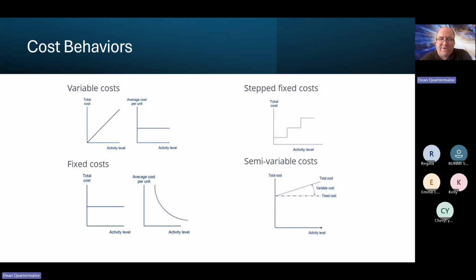Now, a good example of a stepped fixed cost would be a supervisor. This is the example that AAT use all the time. Supervisor's salary cost. So one supervisor can supervise 10 staff. Oops. Let me just rub that out and try again.